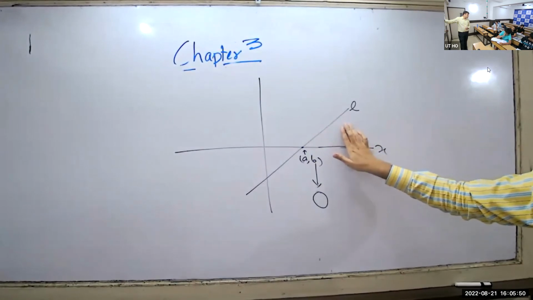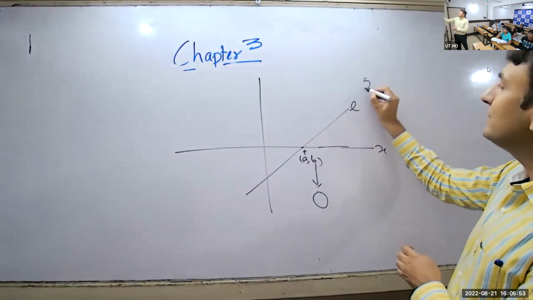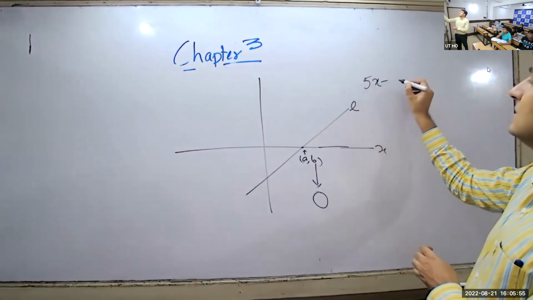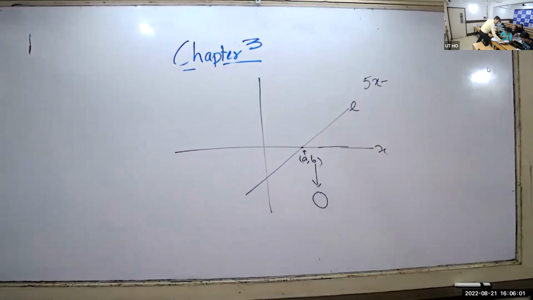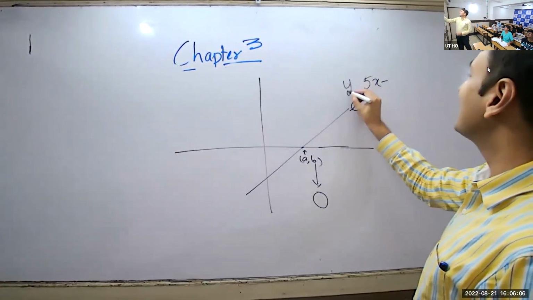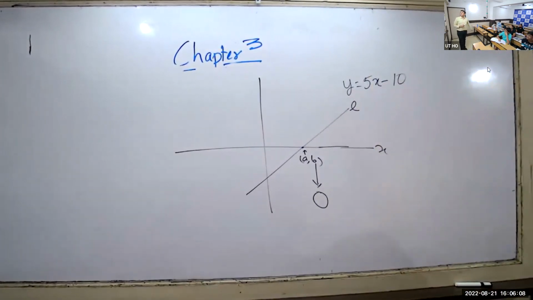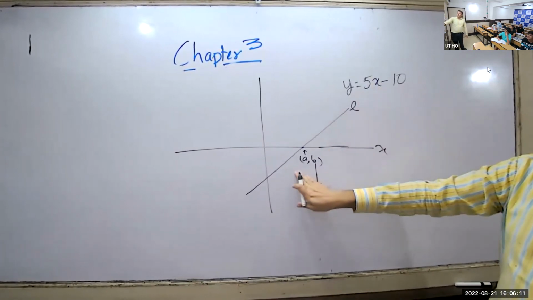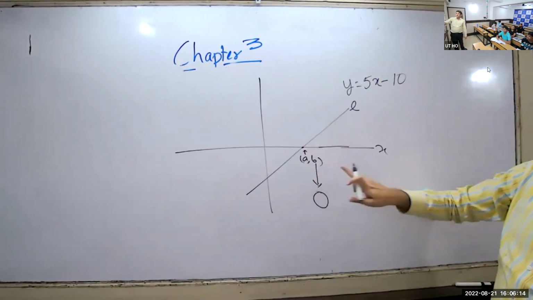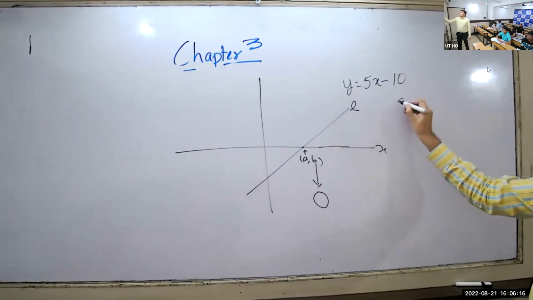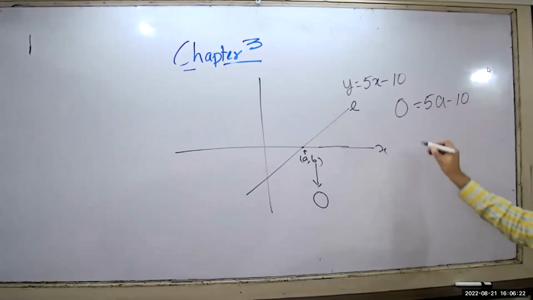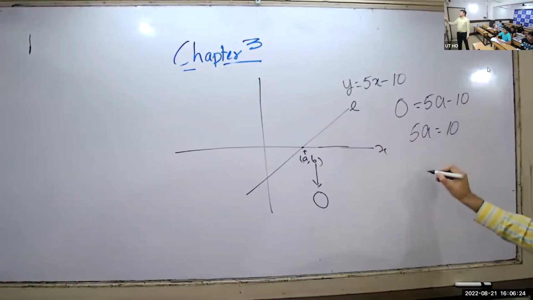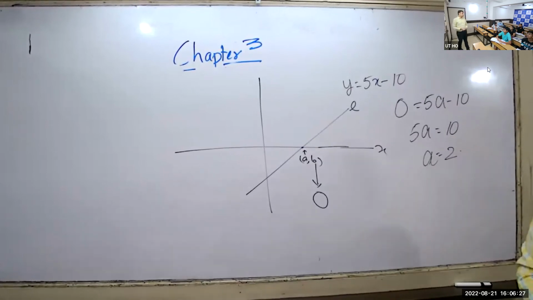Now what is the equation of this line? y is equal to 5x minus 10. Trust yourself. So y is equal to 5x minus 10. Now if this line is passing through a comma b and this point is on the x-axis, then I know y is equal to 0. Put a in place of x. So 5a would be equal to 10, or a would be equal to 2.